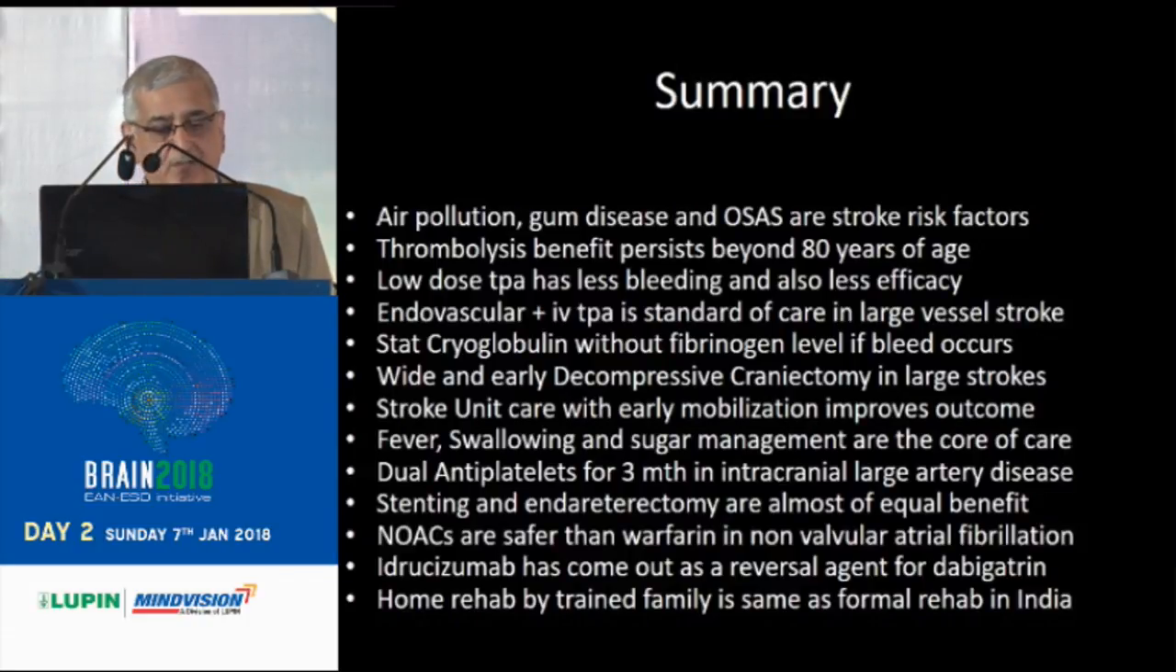So go for that. Newer oral anticoagulants are safer than warfarin in non-valvular atrial fibrillation and are probably the way to go. And idarucizumab has come out as a reversal agent for dabigatran.